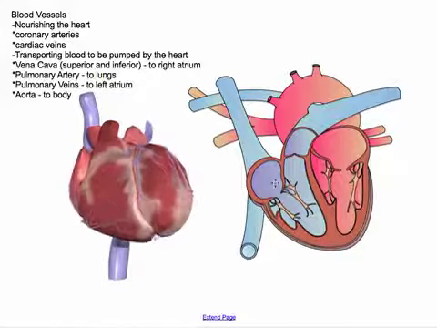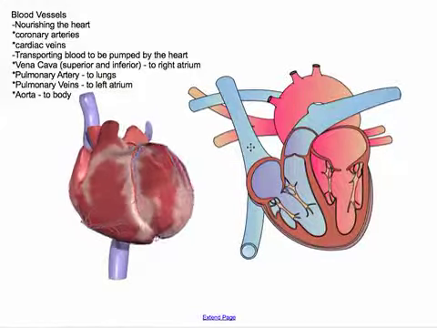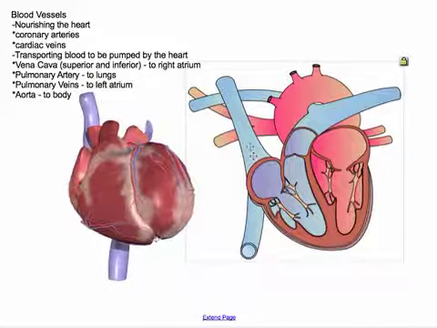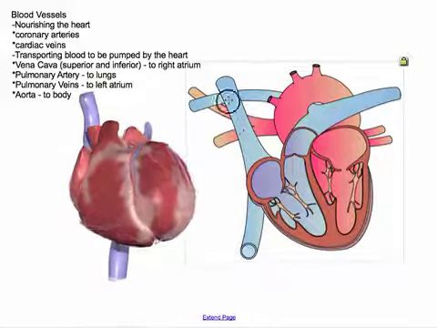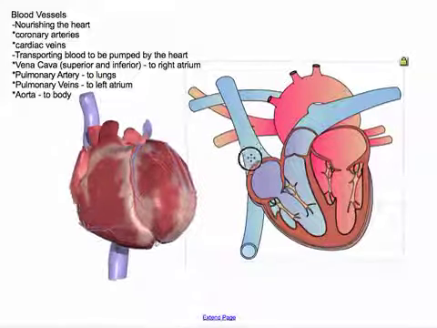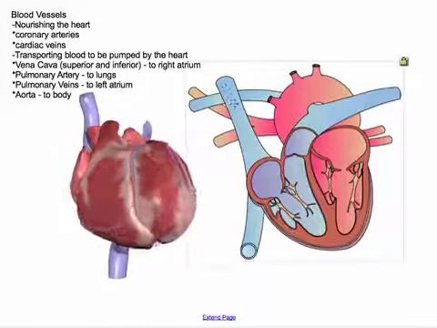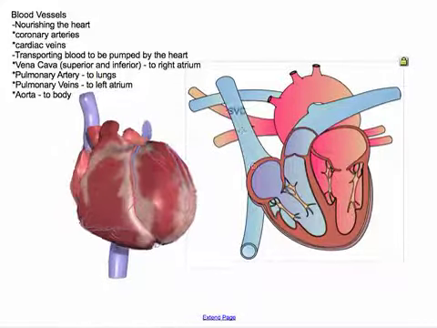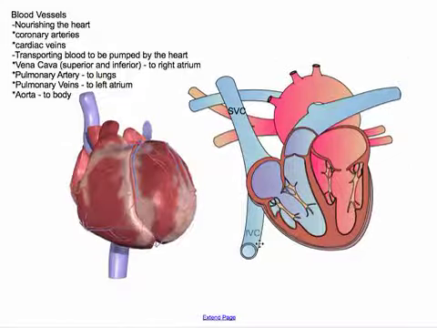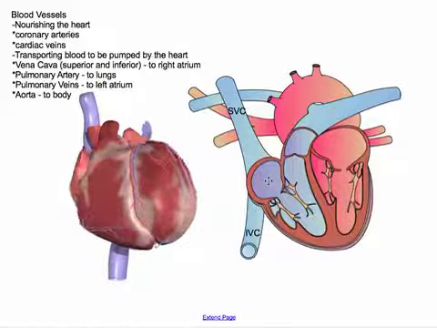and empty it back into your right atrium. Now, the major blood vessels that you're going to need to know that are coming from the heart are your vena cava. You have the superior vena cava. Here's the superior vena cava right here. You also have the inferior vena cava, and these are going to bring deoxygenated blood to the right atrium.